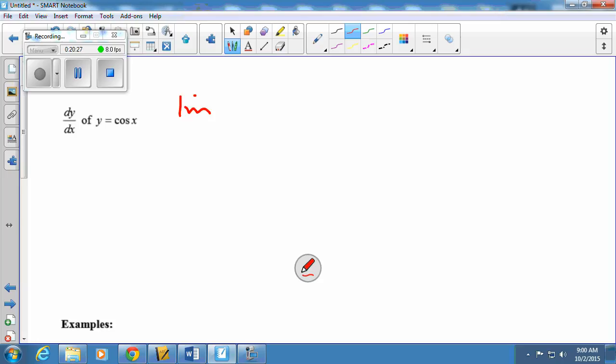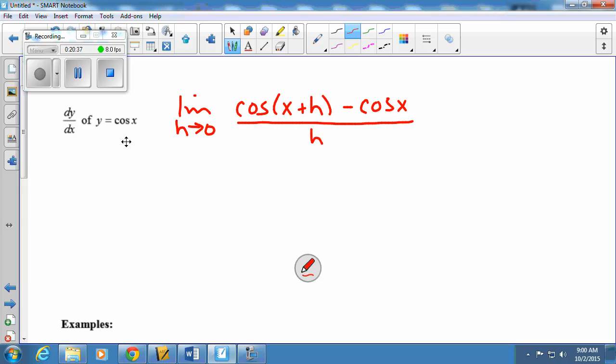The limit, as h goes to 0, of the cosine of x plus h minus the cosine of x all over h. All righty. Well, if I plug in 0, I get cosine of x minus cosine of x is 0. I get 0 over 0. I need to do more work. We tried factoring. We knew that factoring wasn't going to work. Can I distribute cosine? Do you have your book open? What is the sum rule for cosine?